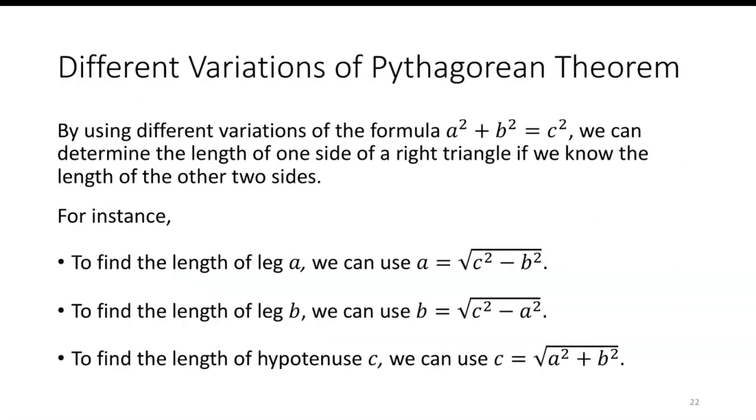By using different variations of the formula a squared plus b squared equals c squared, we can determine the length of one side of the right triangle if we know the length of the other two sides. So for instance, to find the length a, we can use a is equal to the square root of c squared minus b squared. To find the length b, we can use b is equal to the square root of c squared minus a squared. To find the length of the hypotenuse c, we can use c is equal to the square root of a squared plus b squared.